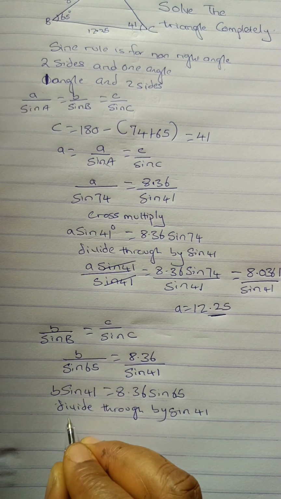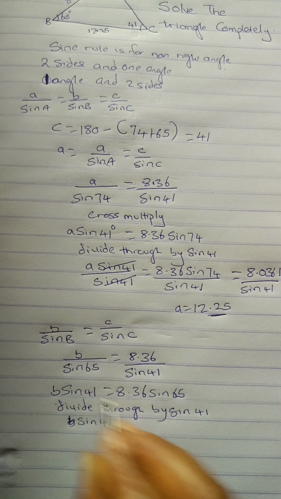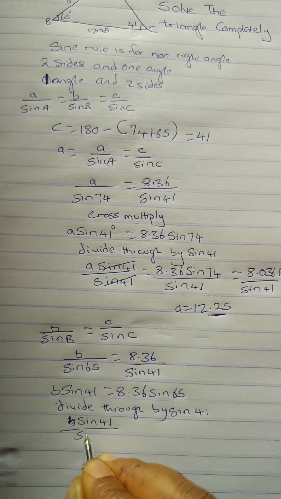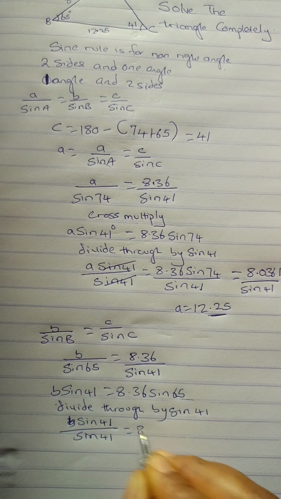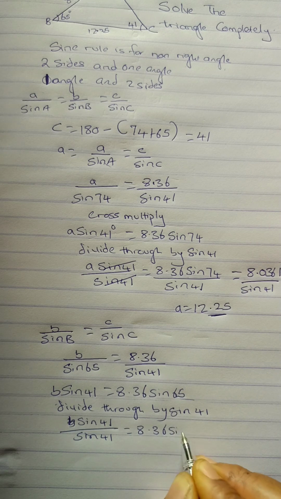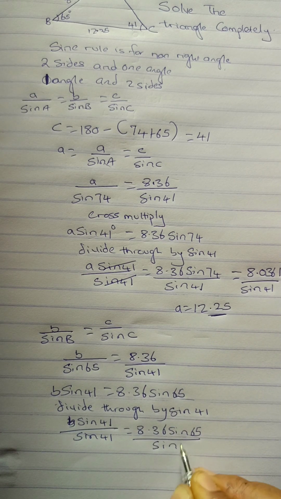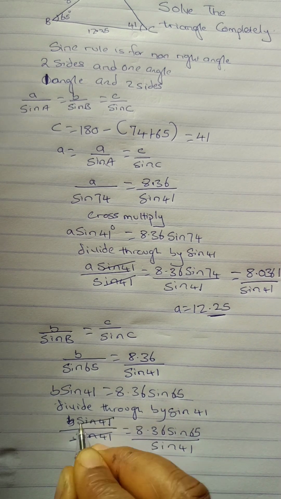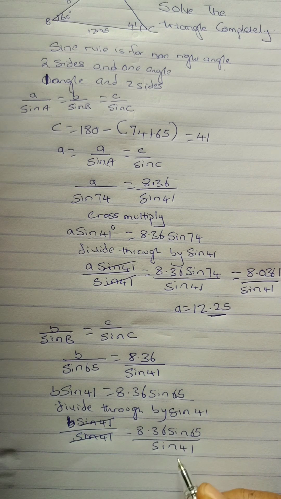So this is what we do. b sine 41 divided by sine 41 equal to 8.36 sine 65 divided by sine 41. So this one divides this, and b is now standing alone. So b is equal to this over this.